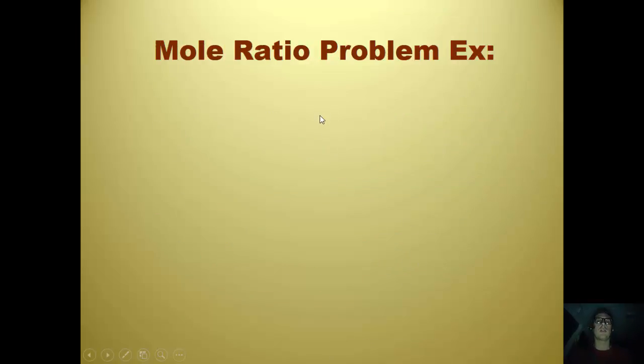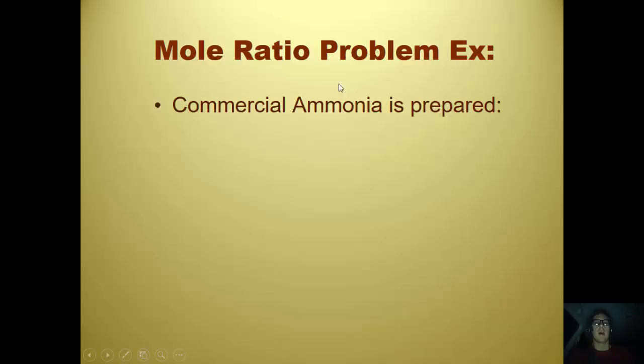So let's do an example problem, because I always think example problems are the best way to go about it. So if we wanted to make commercial ammonia, it's used in cleaning, things like that. How do you do that? Well, you take nitrogen, you take hydrogen, and you get ammonia.